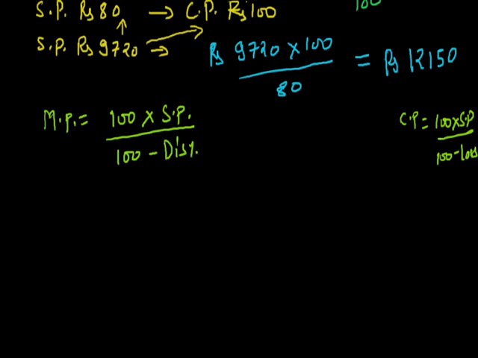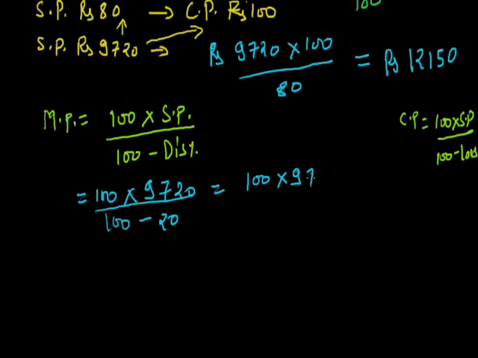So now if we substitute the values, that is 100 into selling price, which was rupees 9,720, whole upon 100 minus discount percent, that is 20, it is equal to 100 into 9,720 upon 80, and it will be equal to rupees 12,150.